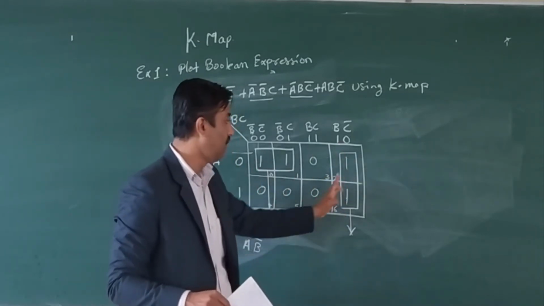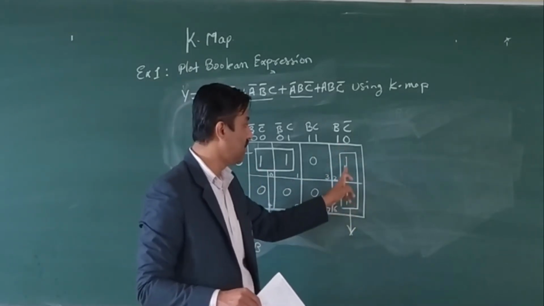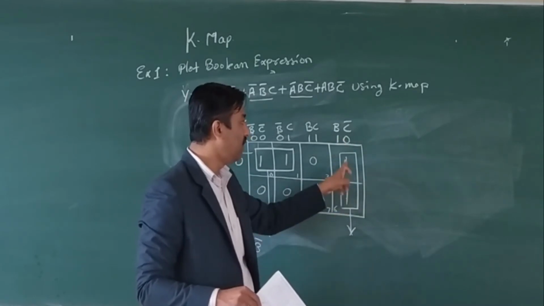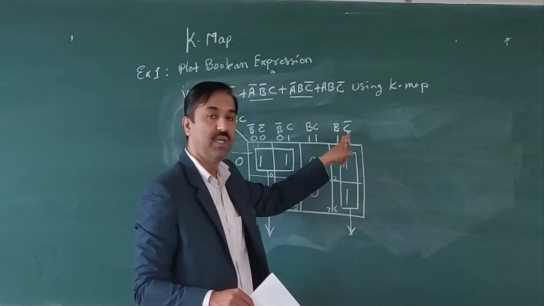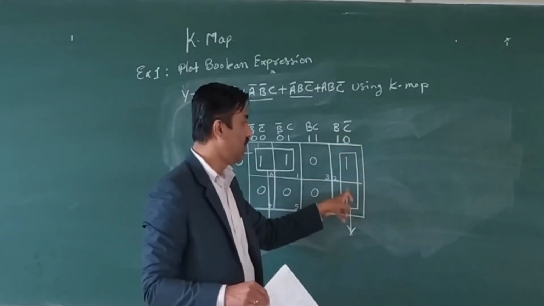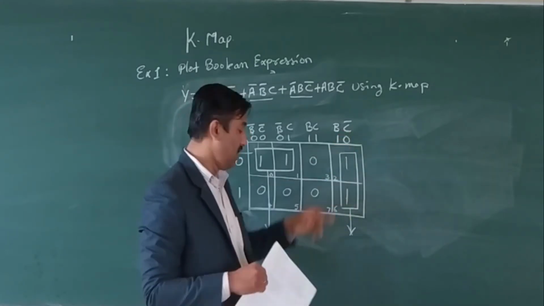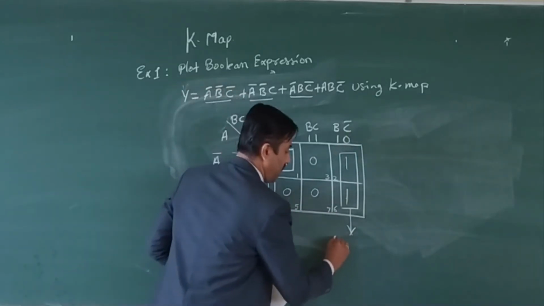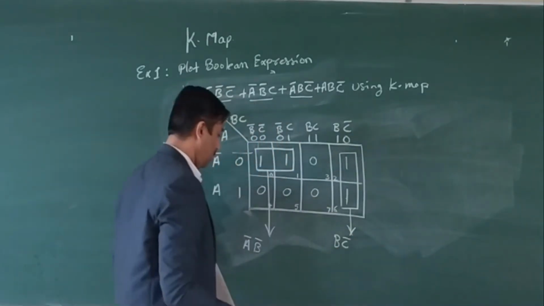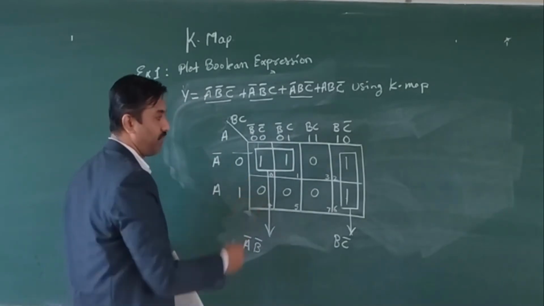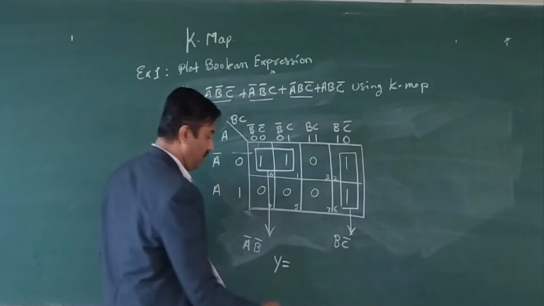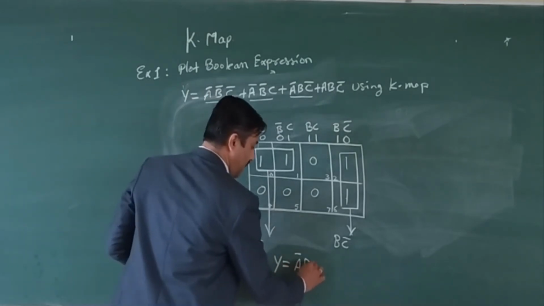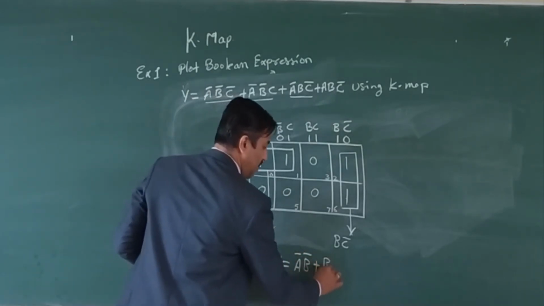So the row is over. Now let me go to the column side. So this one and this one. For both the ones, the term is going to remain the same. It is B C bar. As both the ones are representing the same term, the expression will be B C bar. So the final expression, as I have put it, will be y is equal to A bar B bar plus B C bar.